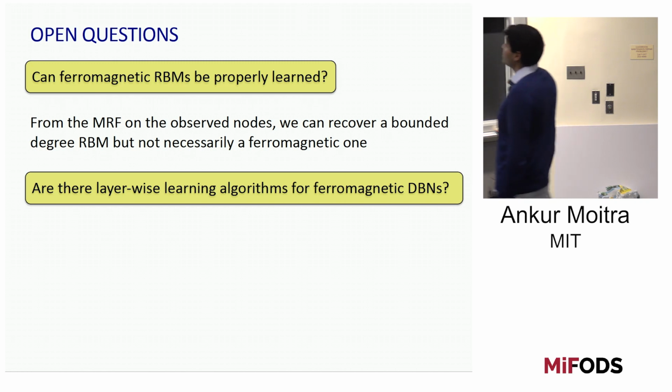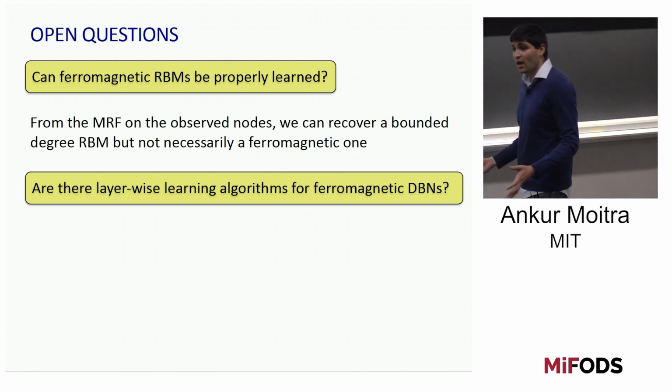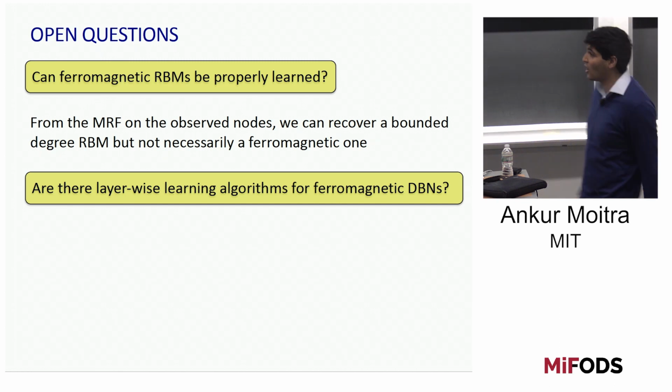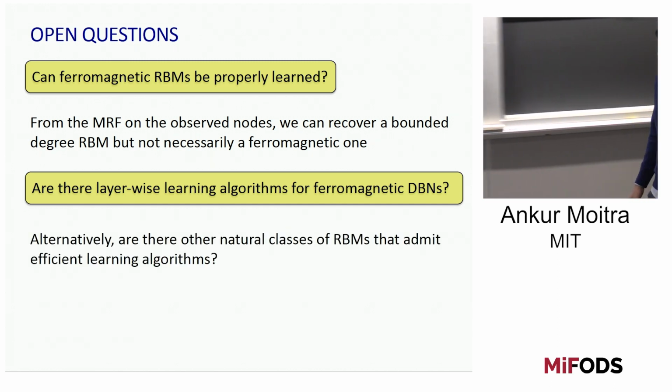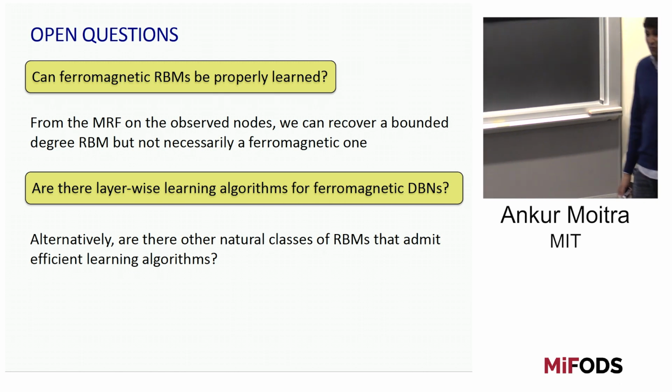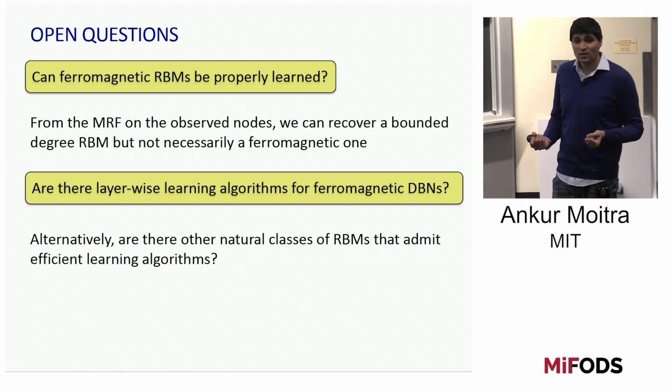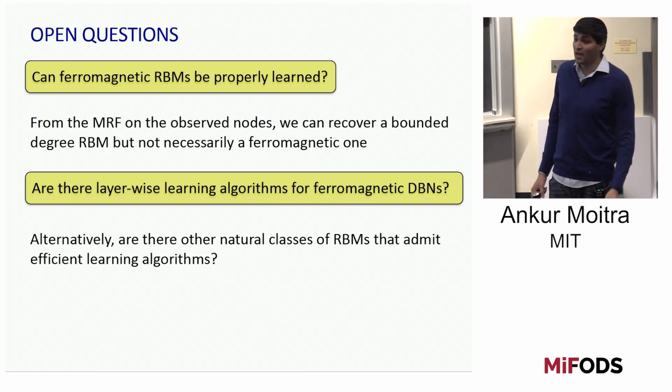You can even ask questions like whether you can layer them and do something interesting and create some types of monotone distributions with a hierarchical structure. And alternatively, even if you don't like this condition of ferromagneticity, my challenge to you is give me any other condition which allows me to not be so pessimistic and allows me to actually learn RBMs.